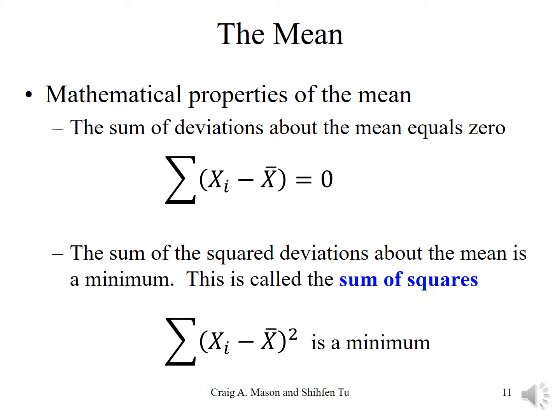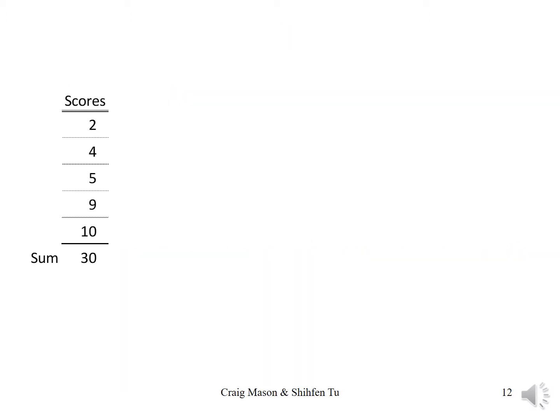The second mathematical quality of the mean that I want to note is that the sum of the squared deviations about the mean is a minimum. What I mean, no pun intended, by this is that if you subtract the mean from each score, square the result, and then add up all of those values, the result will be smaller than any other number you could have selected for that subtraction. Let's see this in an example.